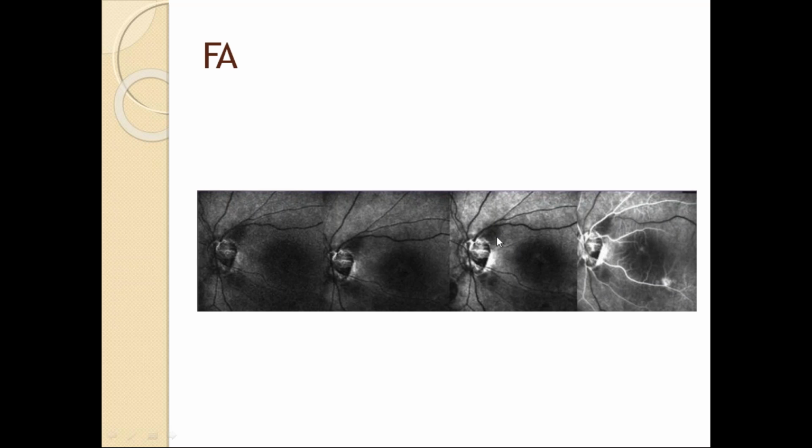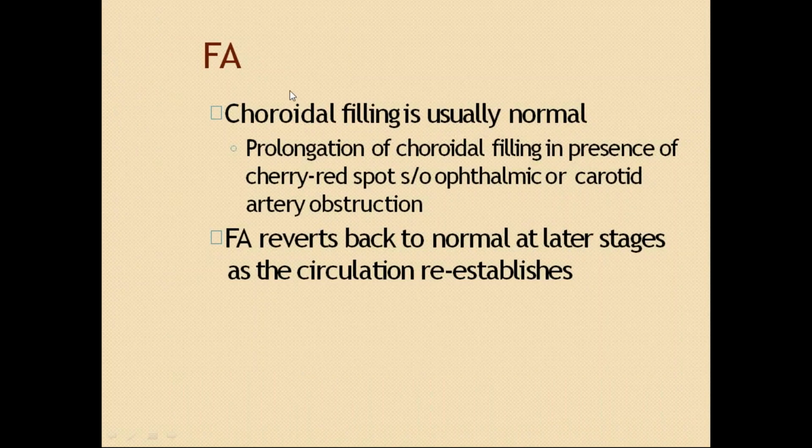Usually between 20 to 25 seconds the dye should reach the retinal vessels. But here you can see there is no filling of the dye even in the later phases. In the late phases you can see there is dye flow only in a few vessels, and in these black vessels there is no filling of the dye. Choroidal filling is usually normal because the vasculature of the choroid is normal.